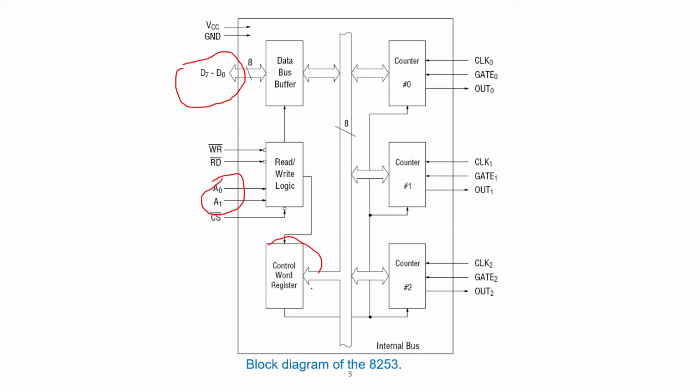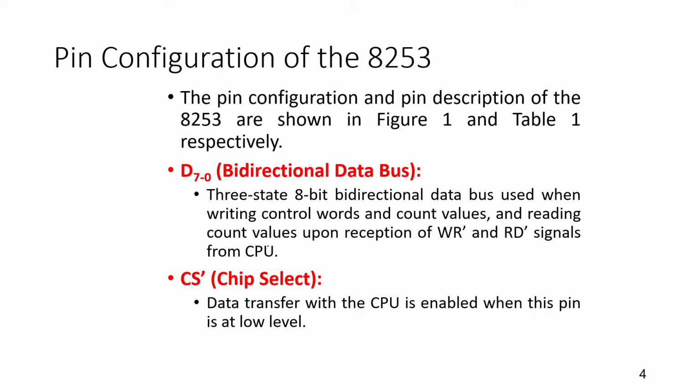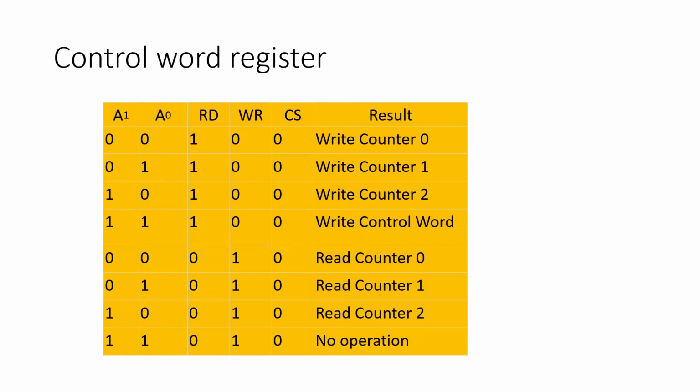Whatever input we got from the read write logic, that will be passed on to the control word register. Depending on the value of the control word register, corresponding operations can be performed. I will tell what is the operation that can be performed.